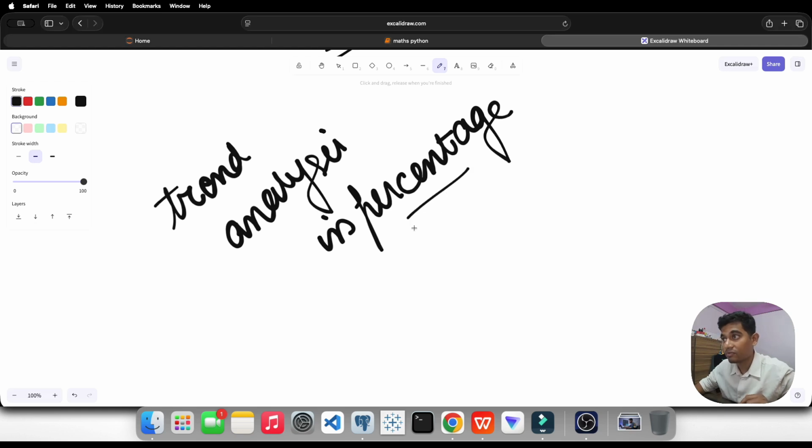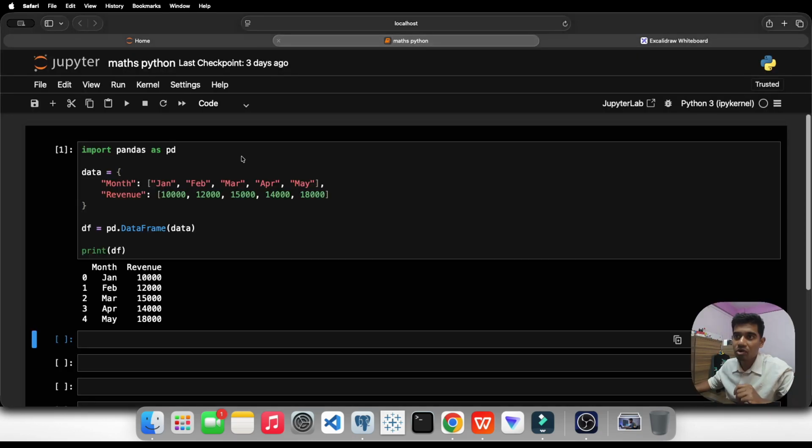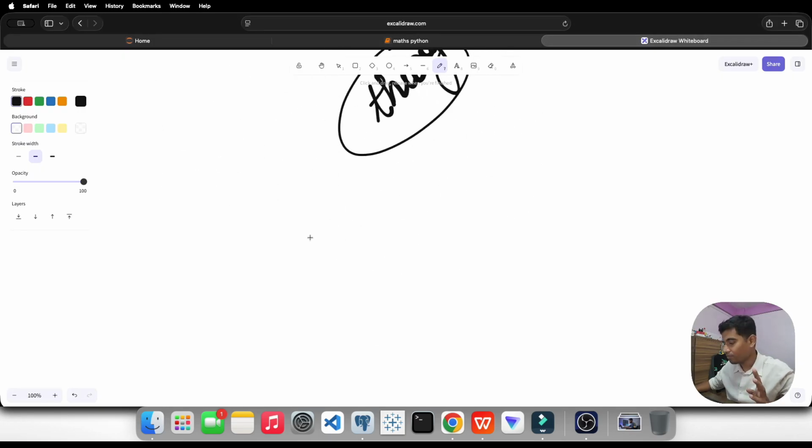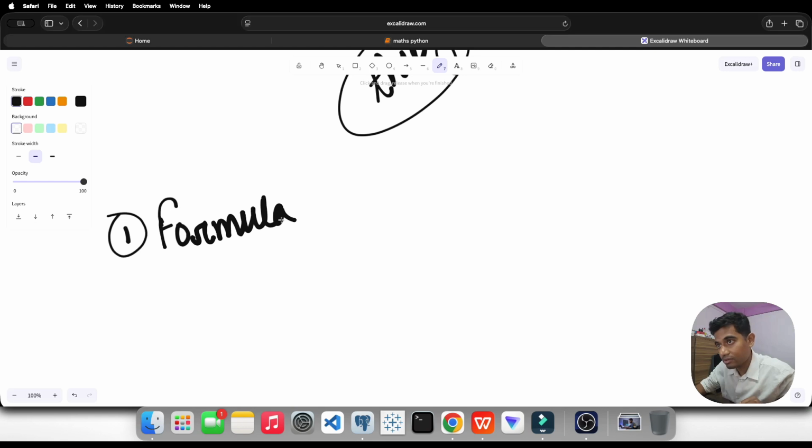We will learn the formula, we will learn about the theoretical part, then we will go with the practical part using this small table, right? This is the table that we will be using for the practical part in our Python environment, right? First thing first, we will talk about the formula. So what's the formula to find the percentage change, right? First let's learn about the formula.